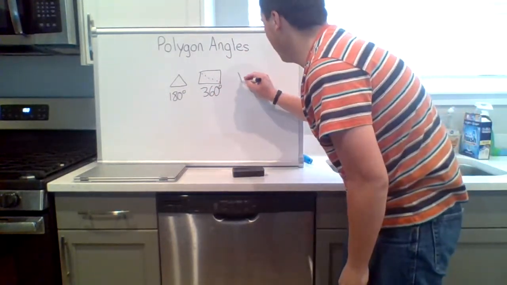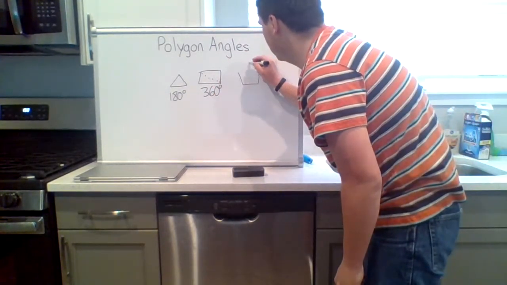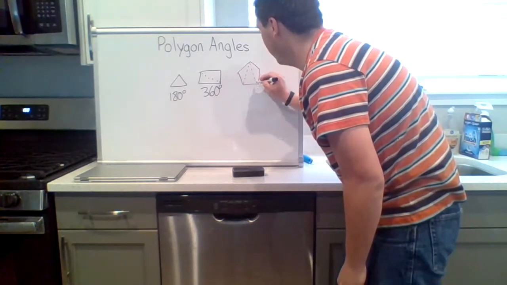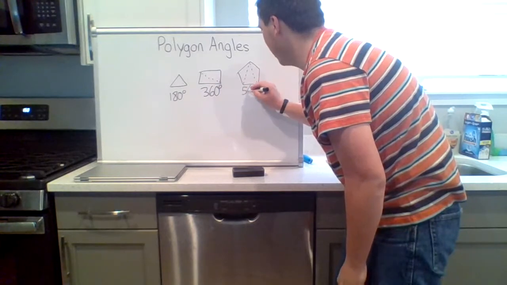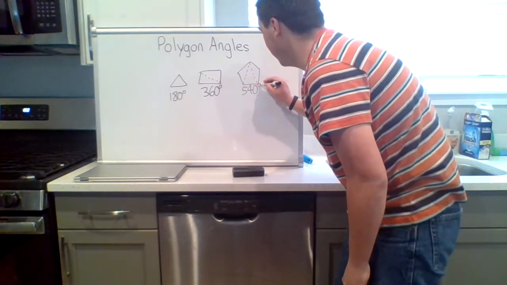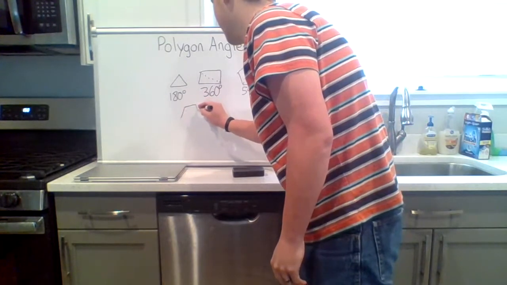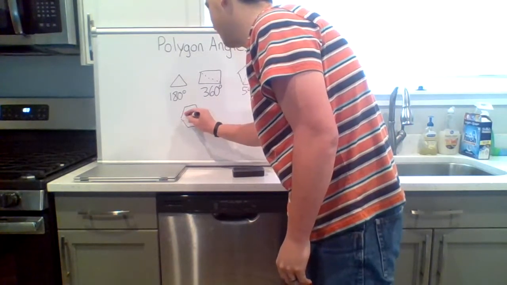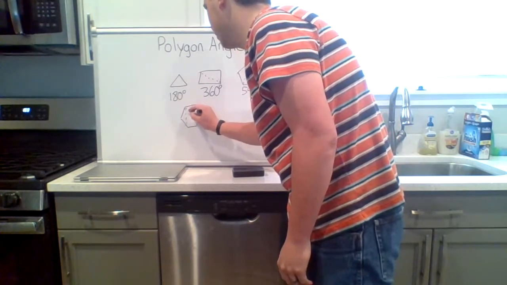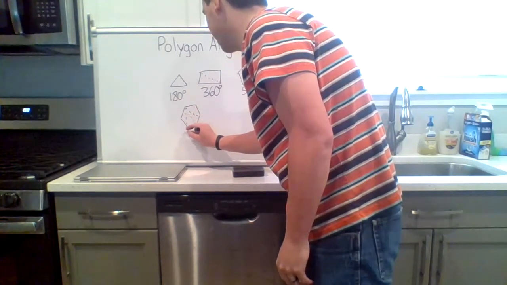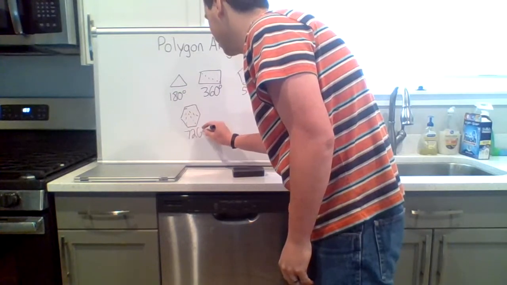Okay, a pentagon can be split into 3 triangles. That makes 3 times 180, 540 degrees. A hexagon can be split into 4 separate triangles, which makes 720 degrees.